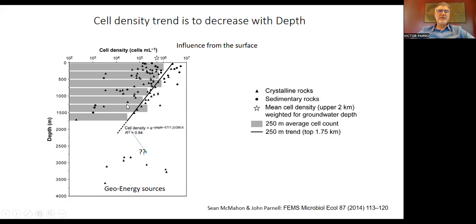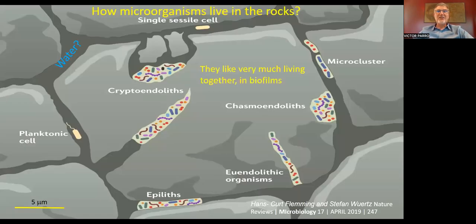Another thing we have to say here is that sometimes it's very complicated to decipher the actual cell density, because of the way of life in the subsurface: mostly they prefer to live in clusters, in groups, that are sometimes very complicated to count and to say, okay, this cluster I found has 100, 200, or 1,000 cells. It's very complicated. So that's how these microorganisms live in the rocks.